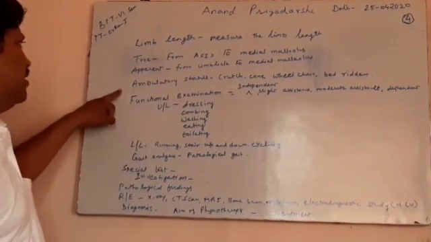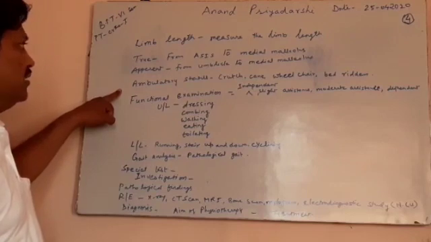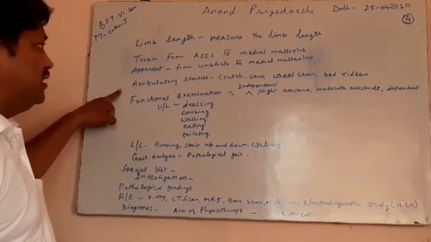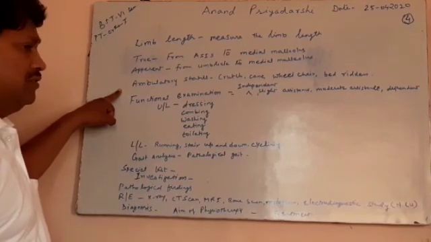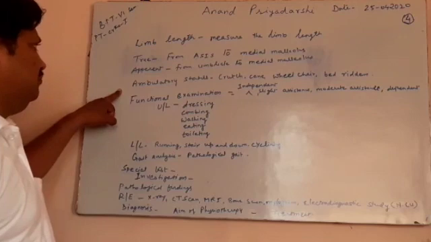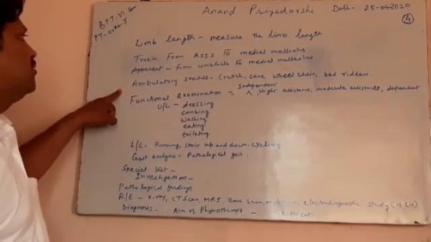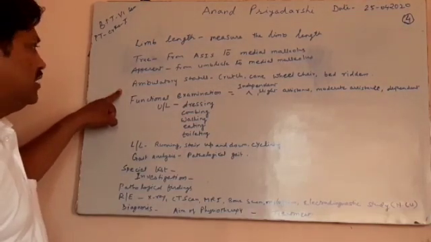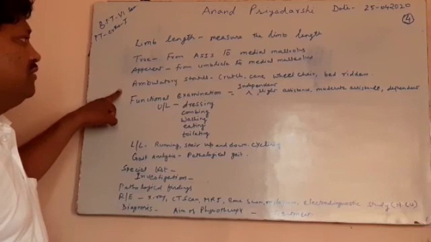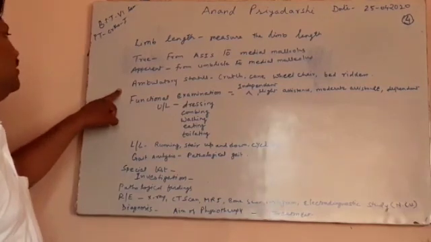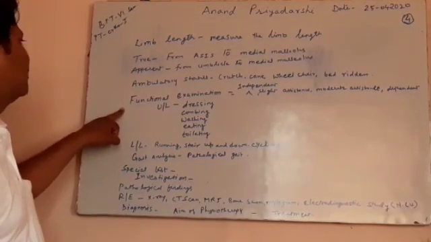Next one is ambulatory status, whether the patient is bedridden, means bed bound, or he can ambulate with the help of an axillary crutch or elbow crutch, or with the help of a cane or stick, or is wheelchair bound. We should mention that.